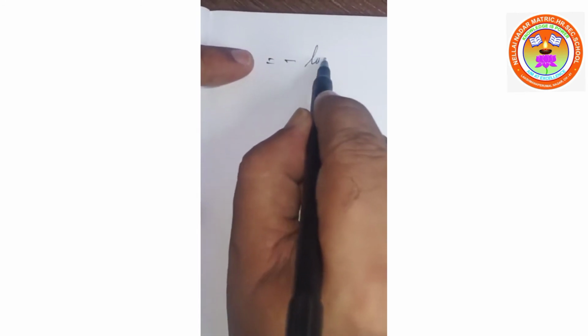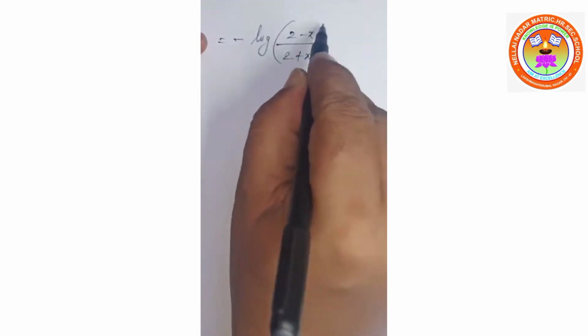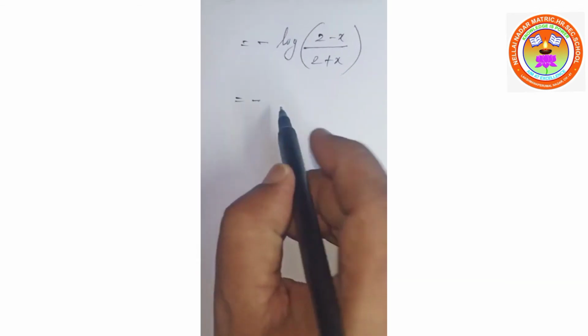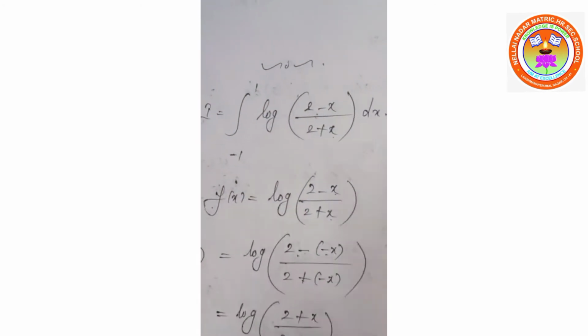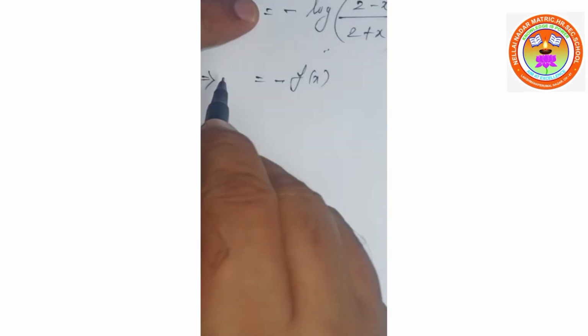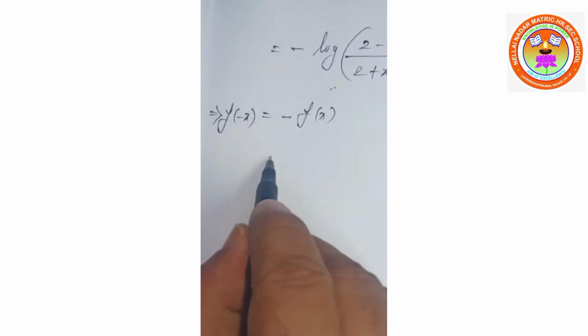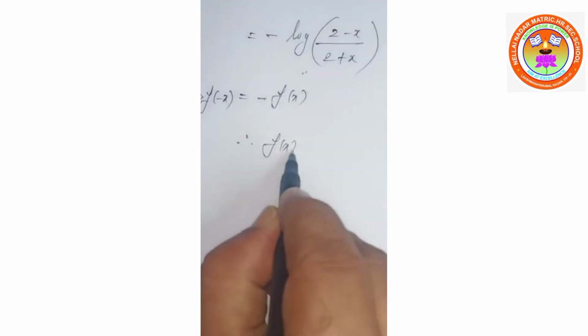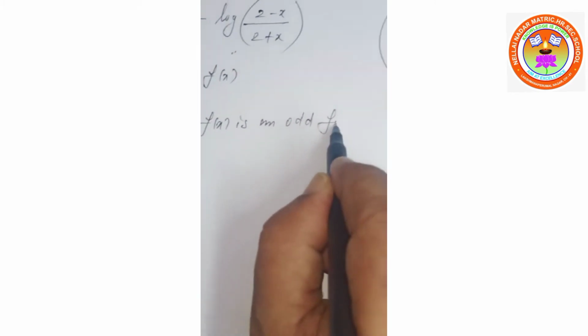Minus log of (2 minus x) divided by (2 plus x), that is equal to minus, written as it is, log of (2 minus x) by (2 plus x). Here it is, what is it? f of x. So we have proved f of minus x equals minus f of x. Therefore, f of x is an odd function.